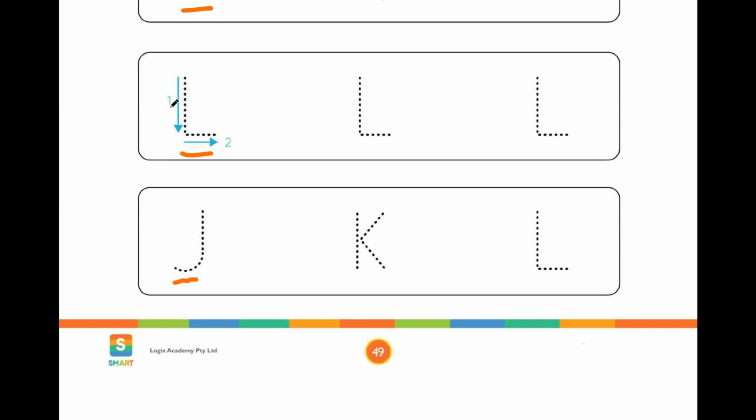Now let's move towards the third row and see what we have to trace over here. Here you can see that number 1 is written and here again number 2 is written. That means that there are 2 steps that we have to follow in order to trace the uppercase letter L. Step number 1 says that we have to start from this point and then we have to keep moving in the downward direction, which is our step number 1. Step number 2 says that we have to make the horizontal line towards the right to complete the tracing of the uppercase letter L.